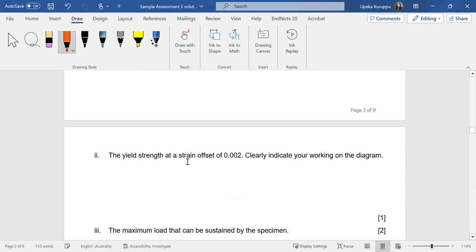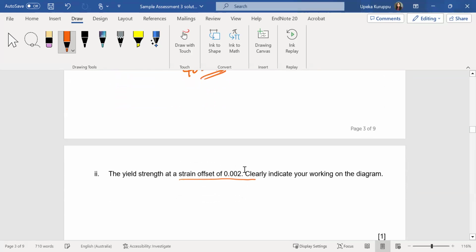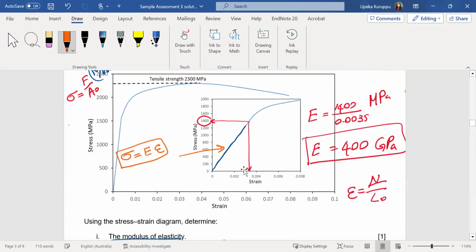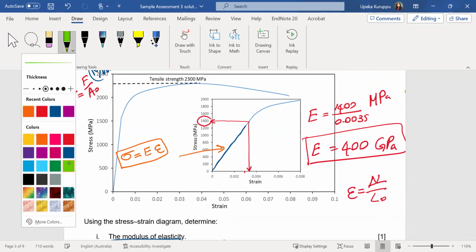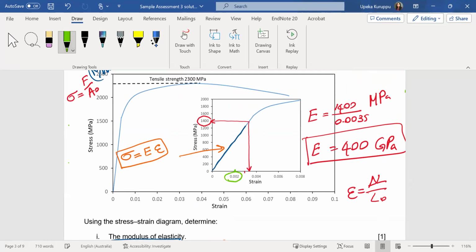The yield strength at a strain offset of 0.002. Clearly indicate your working outs on the diagram. So what do we mean by offset? What do we mean by the yield point? You find the offset yield point by drawing a parallel line where the x-axis is 0.002. You draw a parallel line to this line, and where it cuts the curve, that will be your offset yield. So this is your yield point. This is the yield stress, and this corresponding strain is your yield strain.